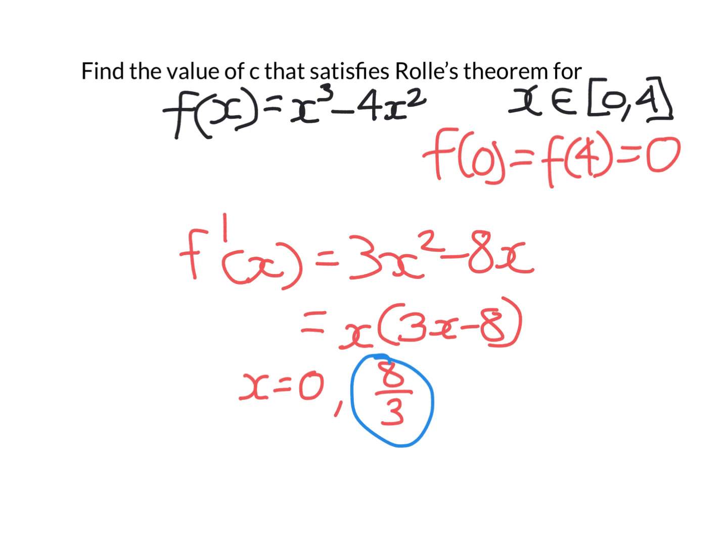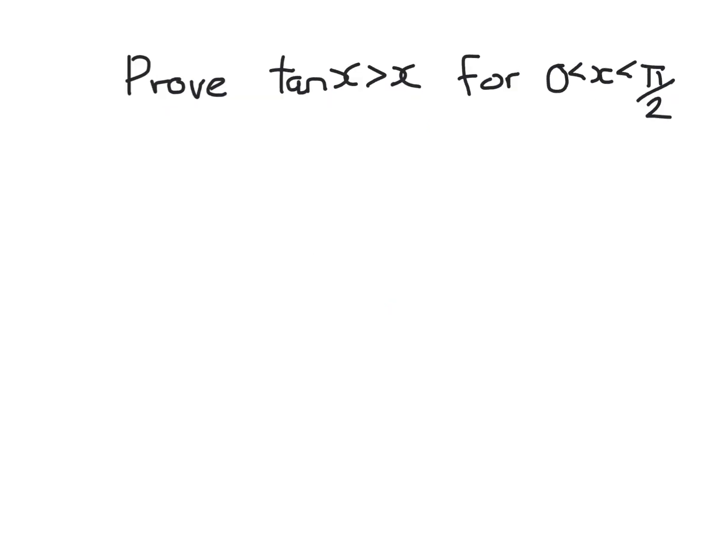All right, let's now look at using the mean value theorem in a proof. So we're going to use the mean value theorem to prove that tan x is greater than x for x between 0 and pi on 2. So when you're doing this, don't jump in too quickly because you might think, okay, well, what we're going to do is evaluate tan at the endpoints. So like tan of pi on 2 minus tan of 0. But that's actually not going to work.